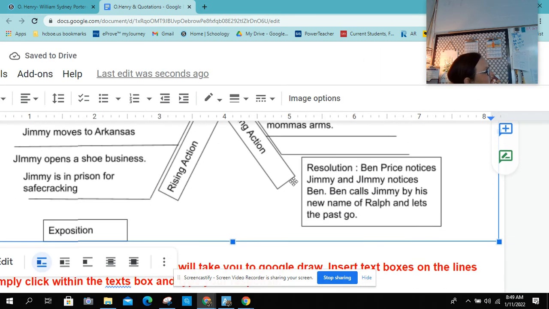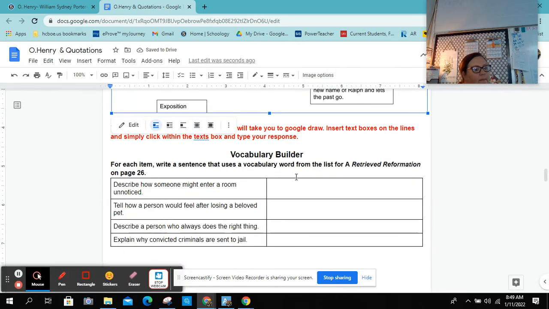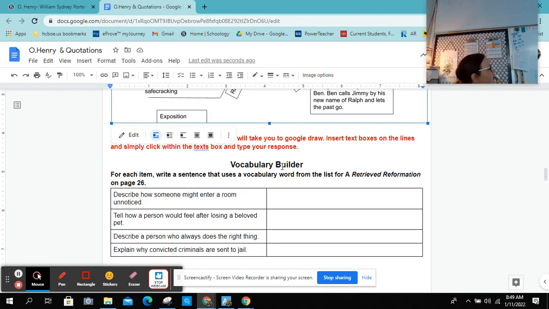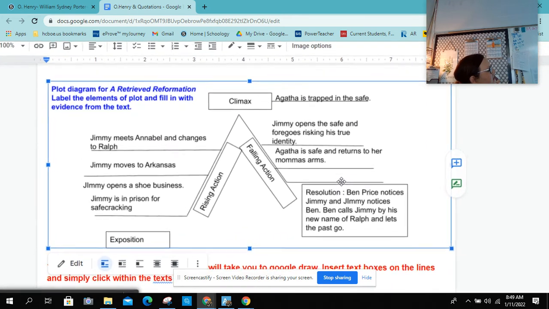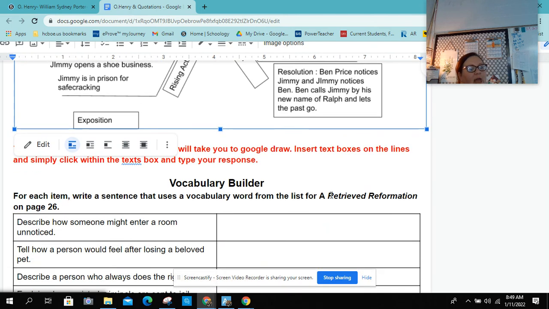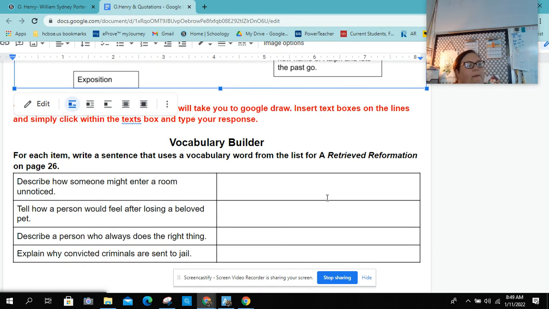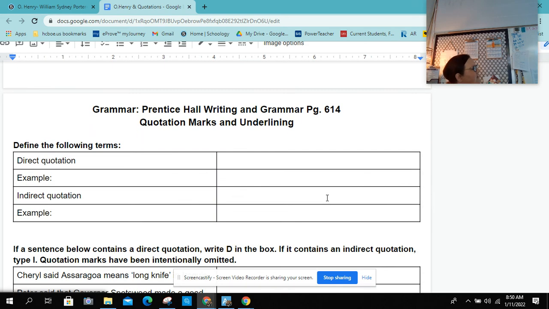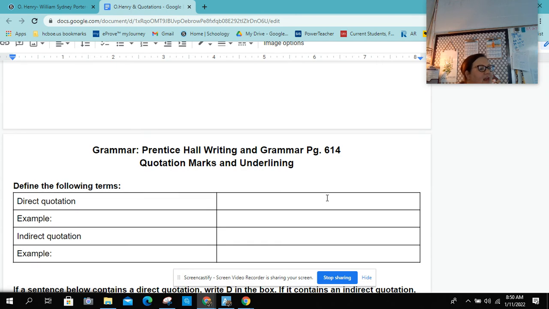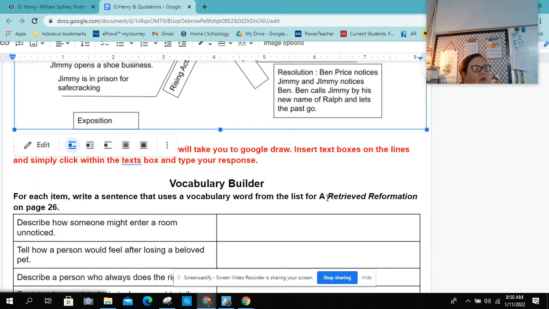When you click save, it should post back into your document here, okay? I'm sorry. All right, you're going to go down and you are going to finish the vocabulary builder, okay? And then we didn't exactly get to this part right here, but I will say that it is not on your test tomorrow. So we may forego this part for now and address it later.